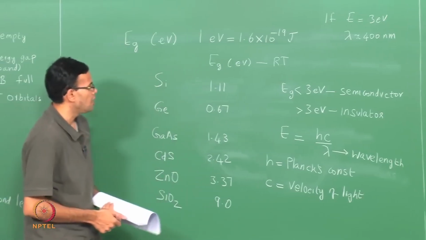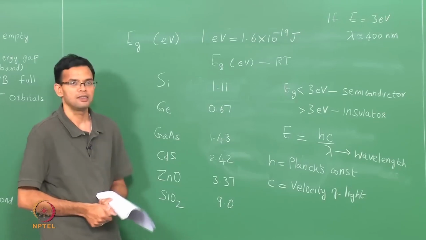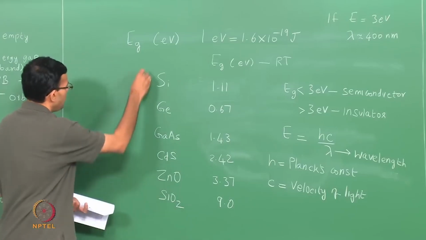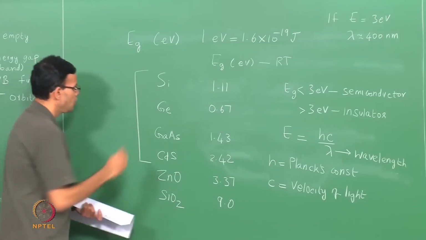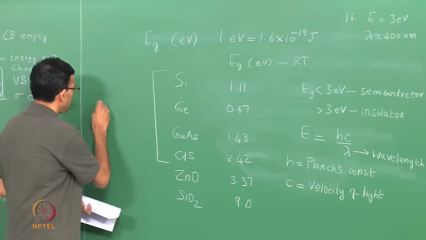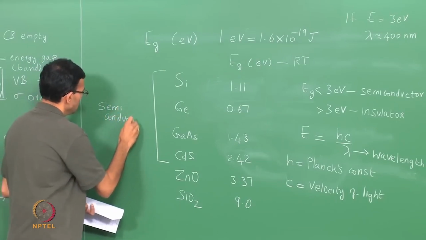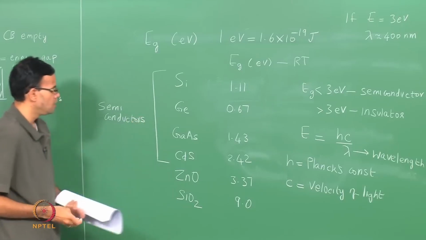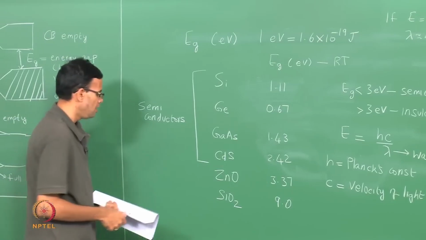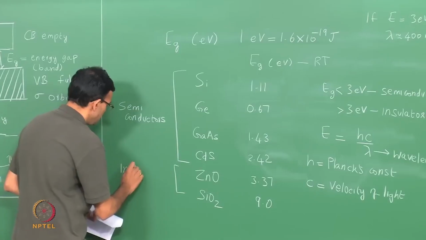So, this is used as a sort of marker for differentiating semiconductors and insulators, but as I mentioned earlier, it is not very strict. Based upon this, all these materials, silicon, germanium, gallium arsenide, cadmium sulfide, are semiconductors. Zinc oxide is close to this value of 3, but it is on the higher side, and silicon dioxide is much higher. So, these are considered to be insulators.